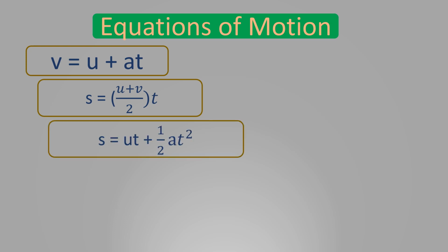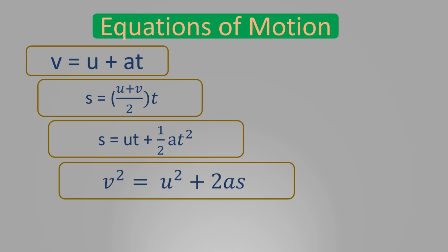The third equation we use is s equals u times t plus half of a t squared. Here s is the distance traveled by an object, u is the initial velocity, t is the time, and a is the acceleration. So if a car or object is moving with constant acceleration, and you are asked to find the displacement, then we use this equation.